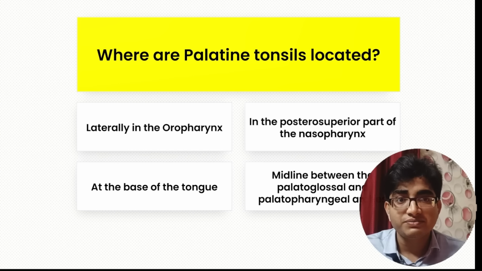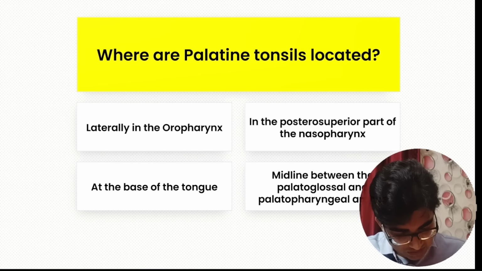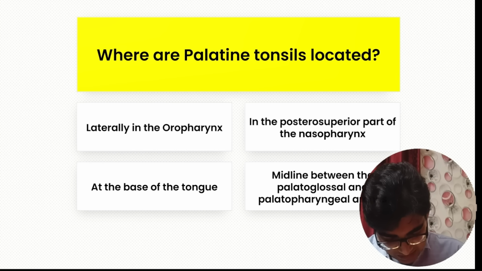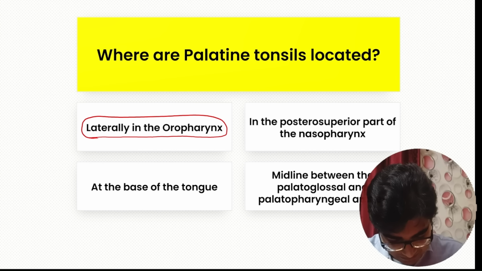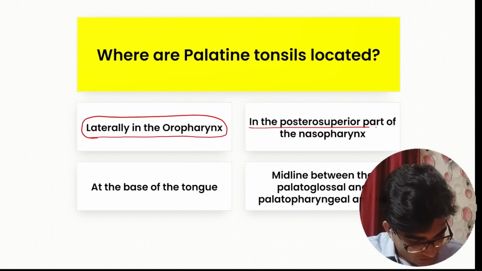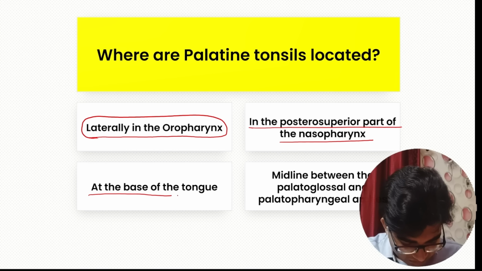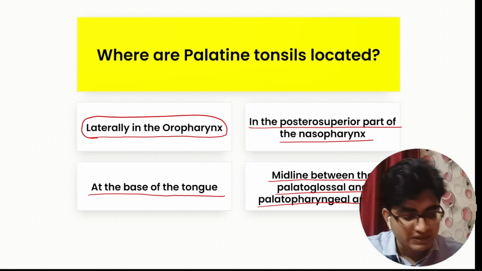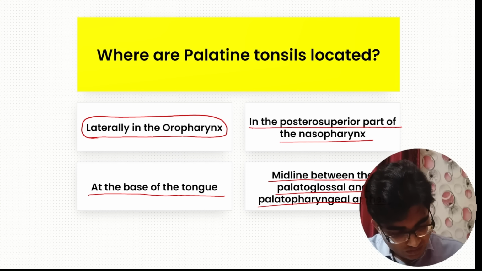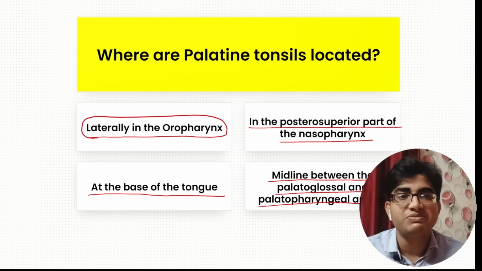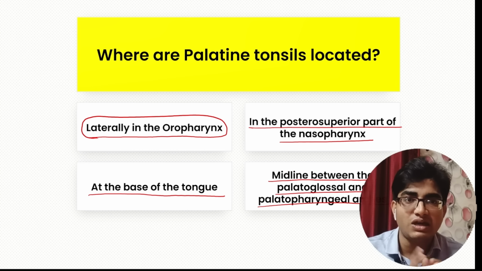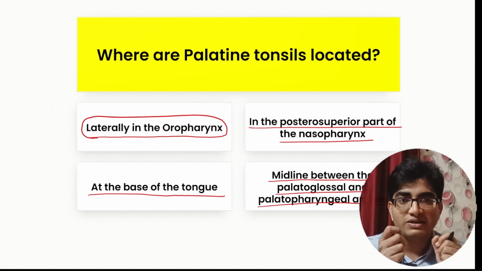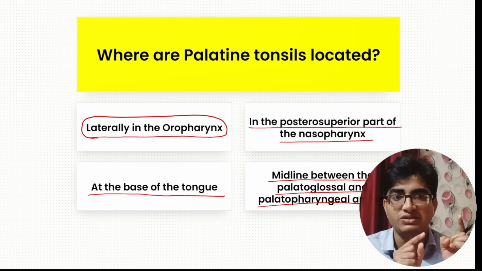The first question is, where are the palatine tonsils located? The options are, first, laterally in the oropharynx; secondly, in the posterior superior part of the nasopharynx; thirdly, at the base of the tongue; and fourth, midline between the palatoglossal and palatopharyngeal arches. What you need to know from this MCQ is that the palatine tonsils are located laterally in the oropharynx, in between the palatoglossal and the palatopharyngeal arches.